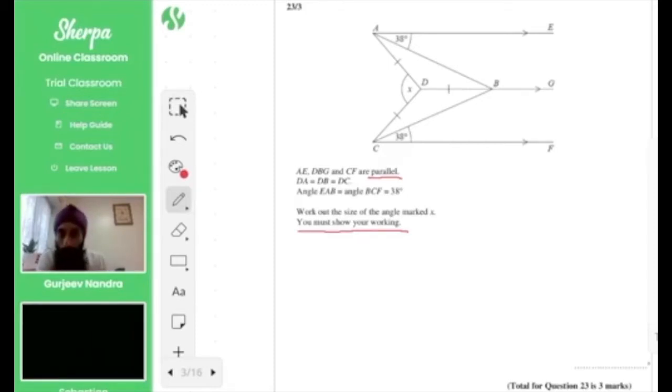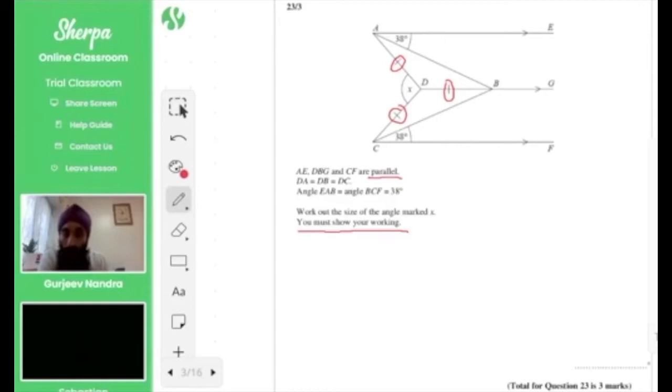DA equals DB equals DC. So some of these lines on the diagram are equal to each other. They're also shown by these little dashes, which give rise to the type of triangles that are given in the problem. So if 2 sides are the same, we know it's an isosceles triangle, which is going to be useful.